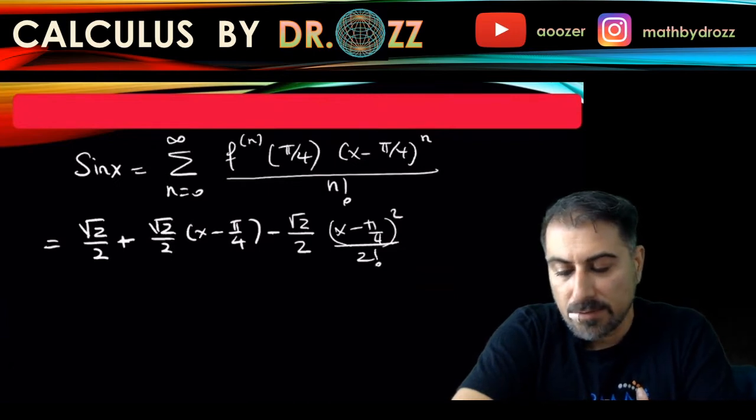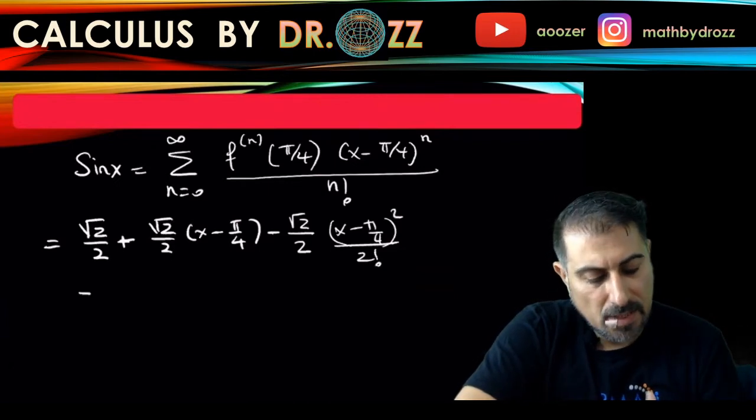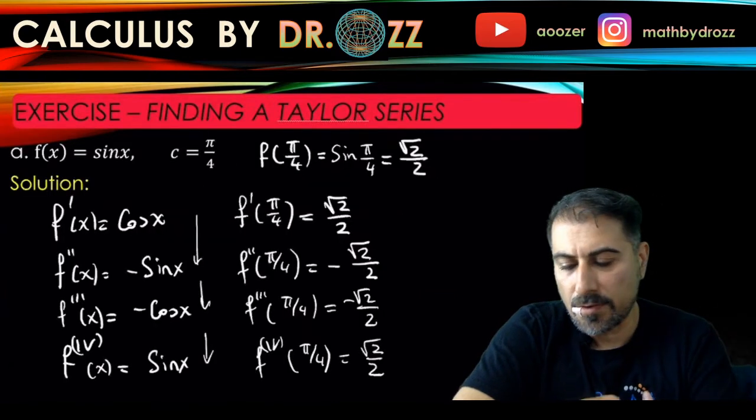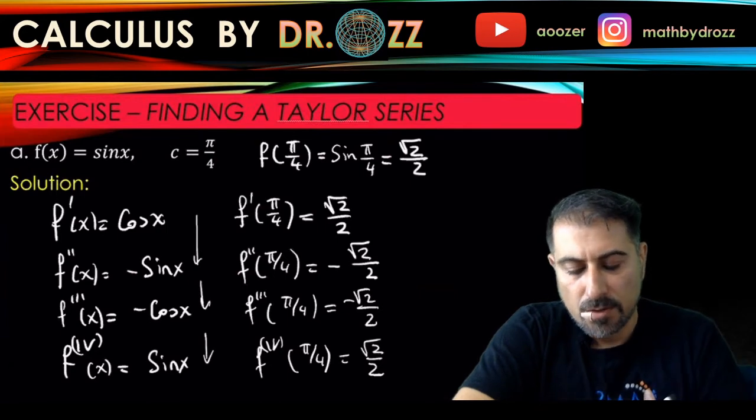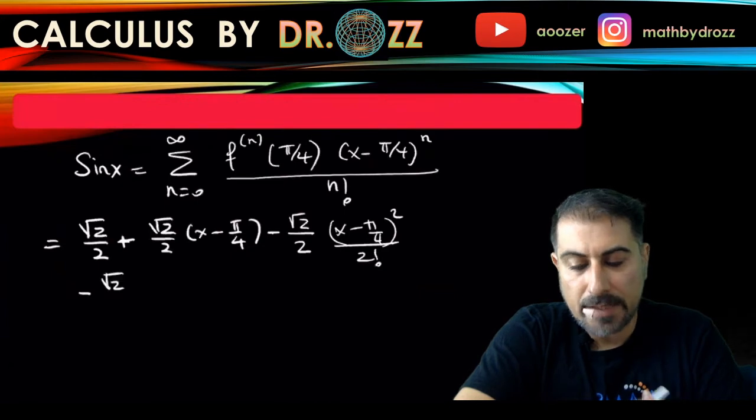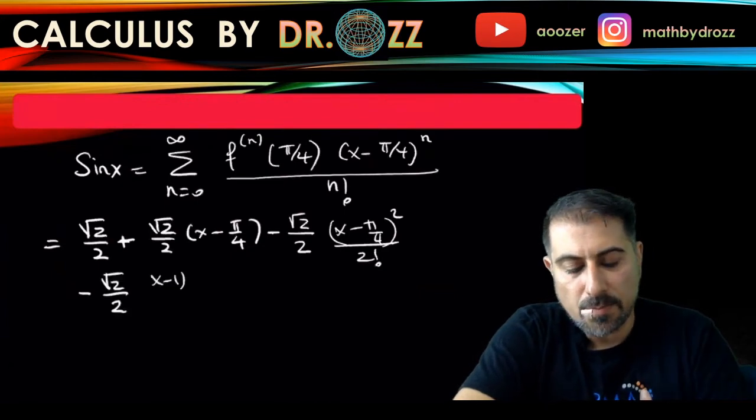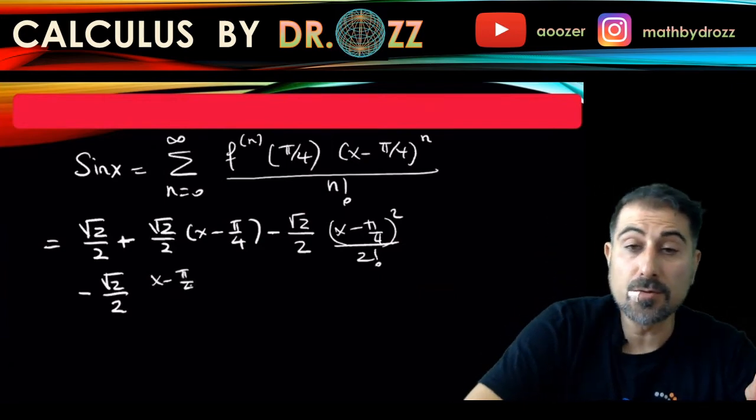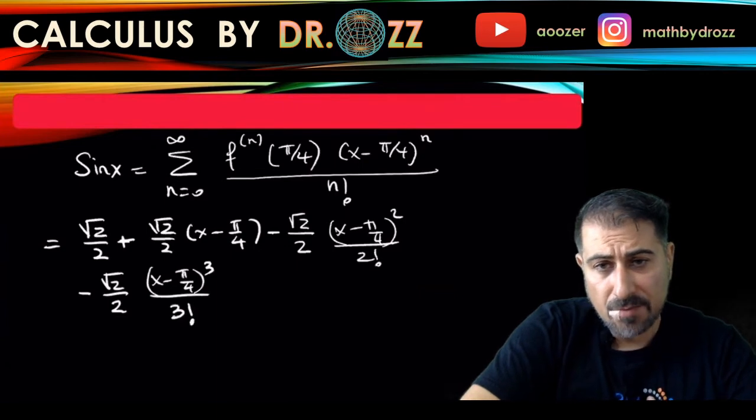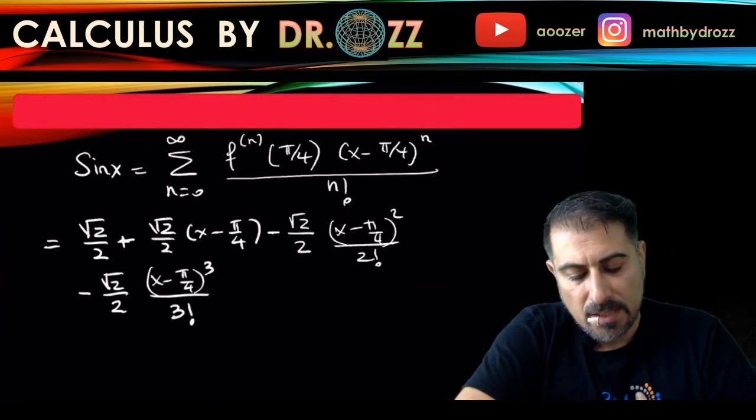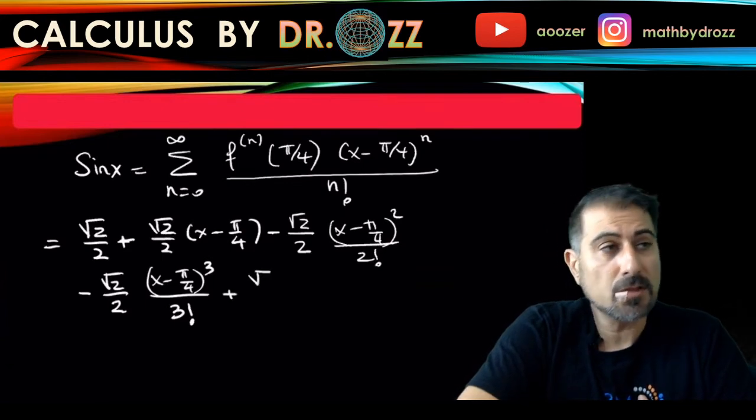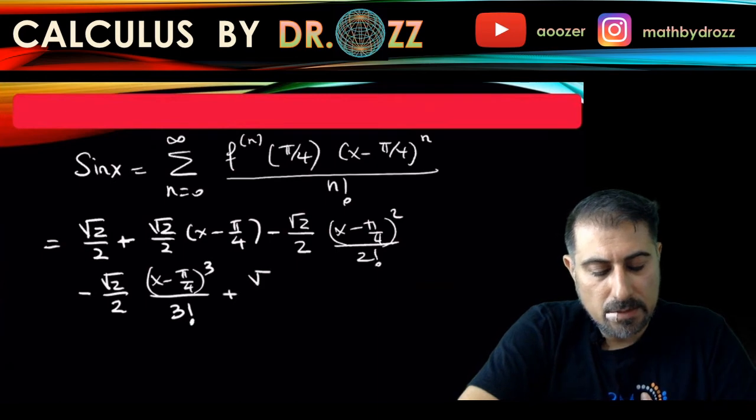And then the third derivative, I think we got that as negative radical 2 over 2. So the third derivative evaluated at pi over 4. So we can go back and plug that in. Okay, so x minus pi over 4 cubed divided by 3 factorial. Okay, and finally, I think the fourth derivative at pi over 4 was radical 2 over 2. I can go ahead and type that in.